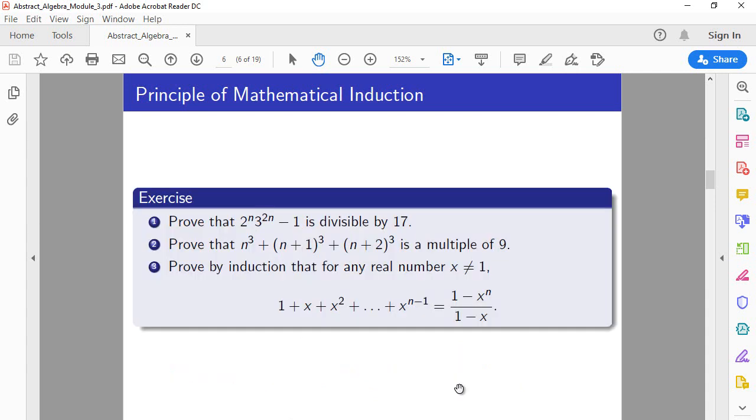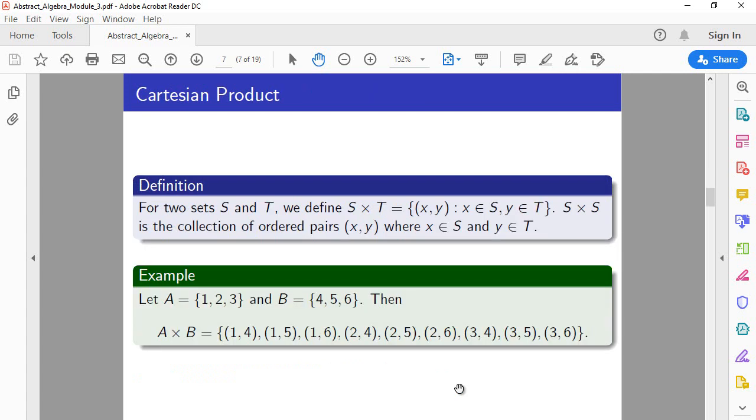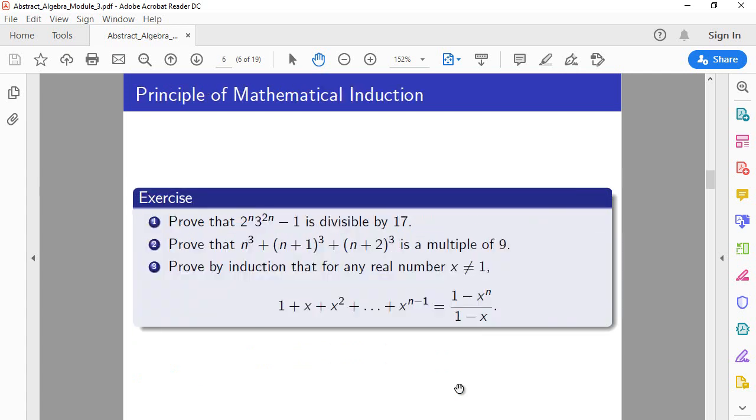And here are 3 exercises on using mathematical induction, and I'm going to be stopping this video on this slide 6, and in the next video we will start talking about relations.